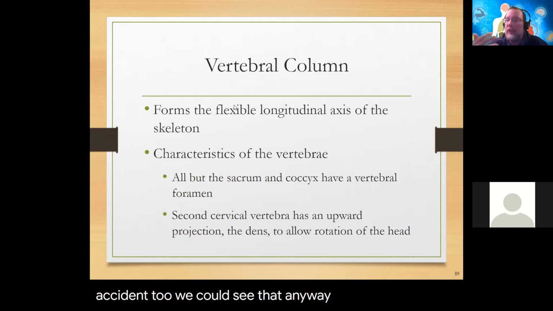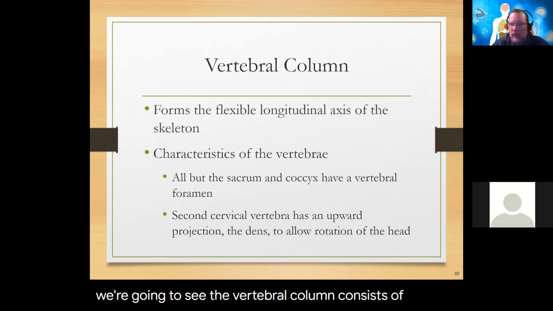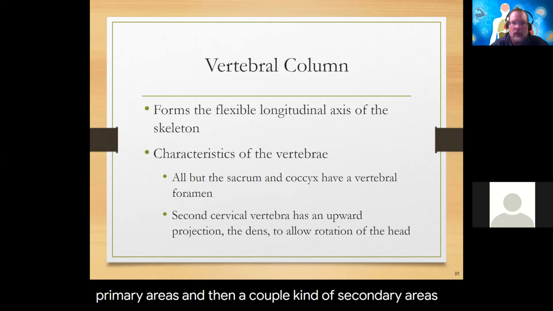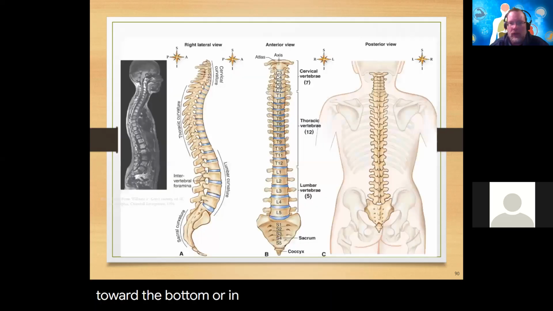Anyway, vertebral column is next. So the hyoid isn't really part of anything. It is part of the axial skeleton because it is down the axis. The vertebral column is first up regarding our spots leaving the skull. We're going to see the vertebral column consists of three primary areas and then a couple of secondary areas toward the bottom or inferior aspects.